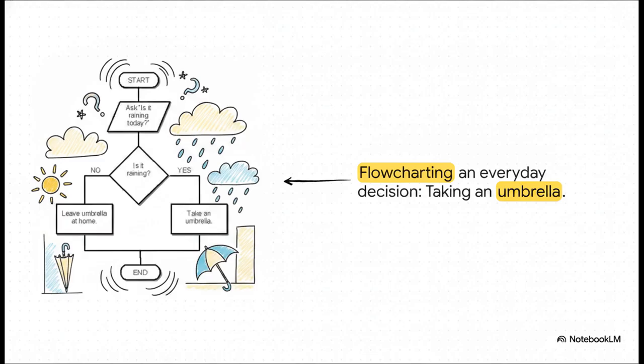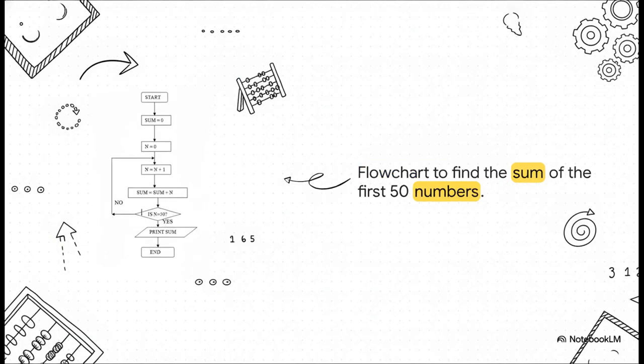Both paths then lead down to the end oval. Simple, perfectly logical flow. Now, let's look at how these exact same shapes can handle some math, like a loop finding the sum of the first 50 natural numbers.